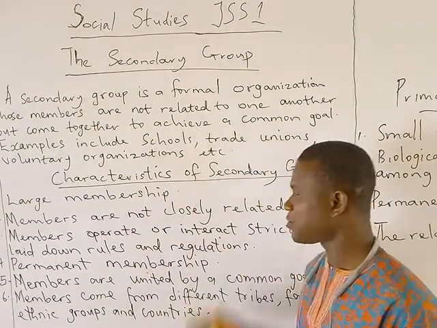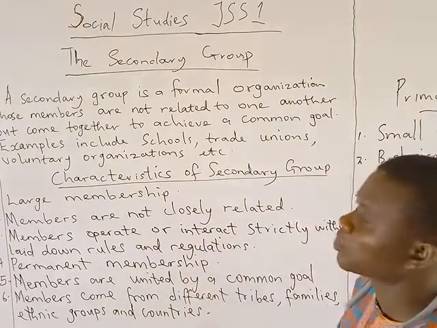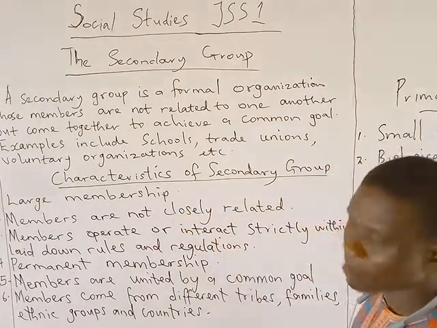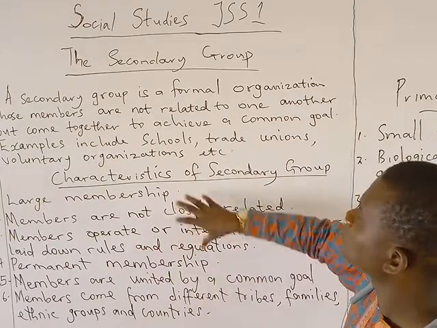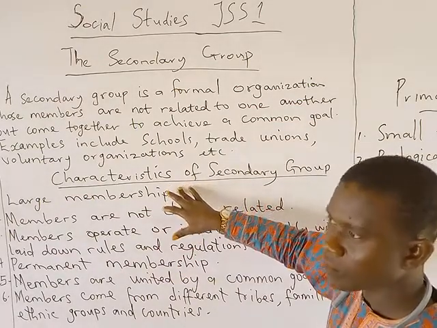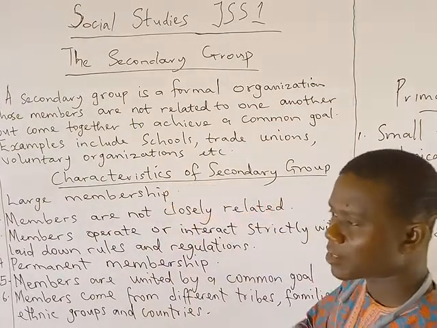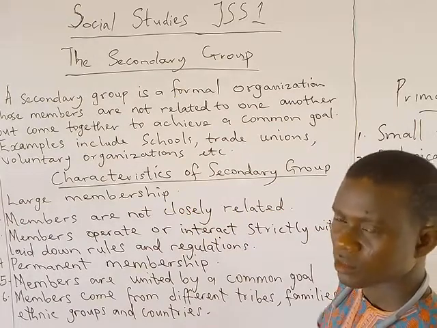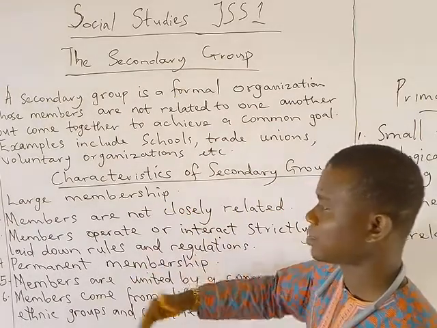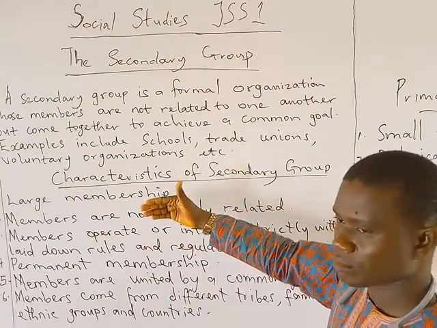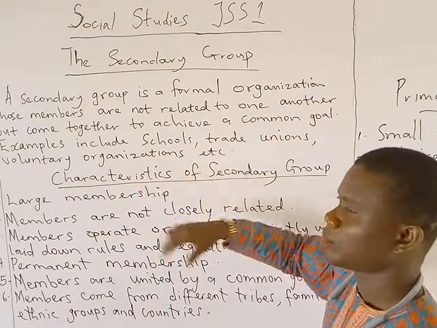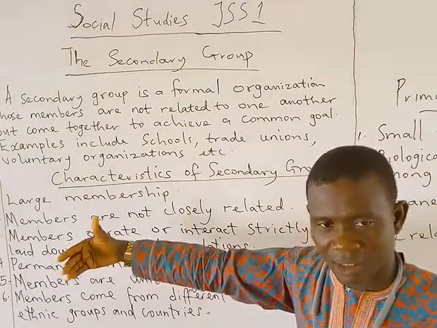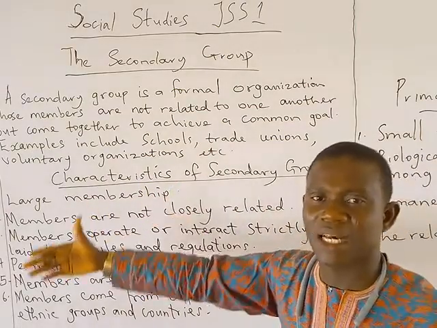Now, what are the differences between primary group and secondary group? Let us take it from membership. Number one, primary group has a small size. Primary group has a small size, meaning that membership is small in primary group. But secondary group has a large size, meaning that it has large membership.